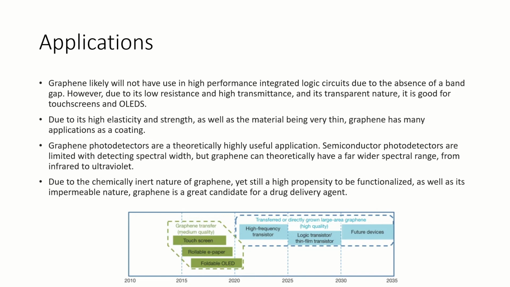Graphene photodetectors are also very useful, theoretically, because semiconductor photodetectors have a limited spectral width, but graphene does not, having a far wider spectral range, ranging from infrared to ultraviolet. And because it's very inert and impermeable, it is great for drug delivery too.